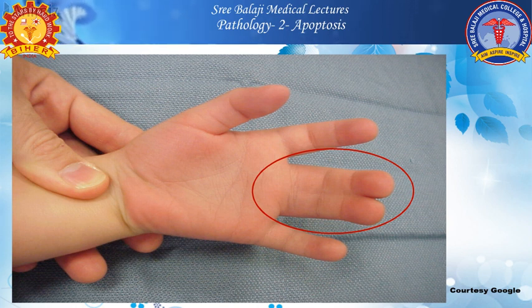During embryogenesis and morphogenesis, all our fingers were webbed. And the unwanted tissue in between our fingers is removed by a process which is genetically programmed. This is called programmed cell death. So when we are born, nice newborn hands, nothing in between. So this process is called apoptosis.